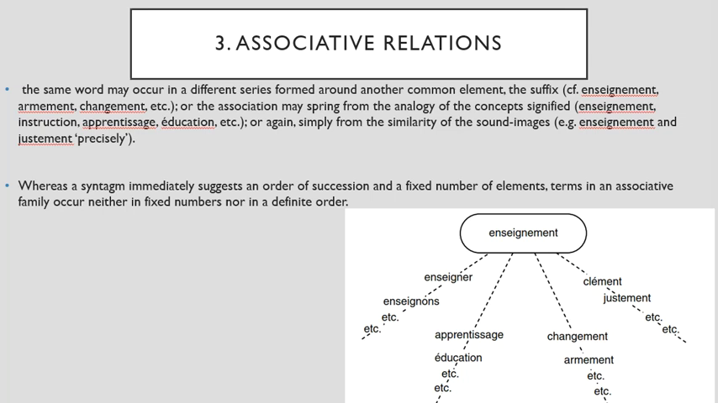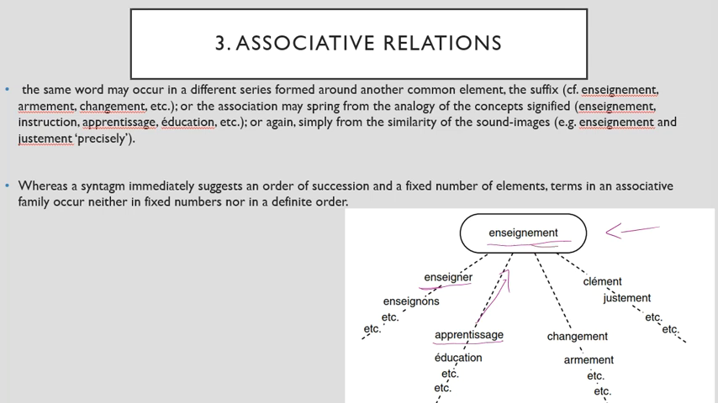Look at this. This is associative relationship. From the word enseignement, teaching, I go to enseigner, enseignant, apprentissage, éducation, and you can see that it's not just the words that have the similar form to enseignement. It's the ones that have the same meaning as well. So apprentissage is learning, is a word that comes to my mind when I hear enseignement. It completely comes to my mind because apprentissage and éducation are both about education and learning.